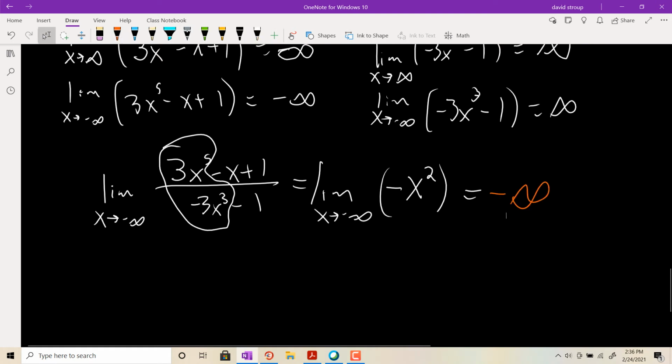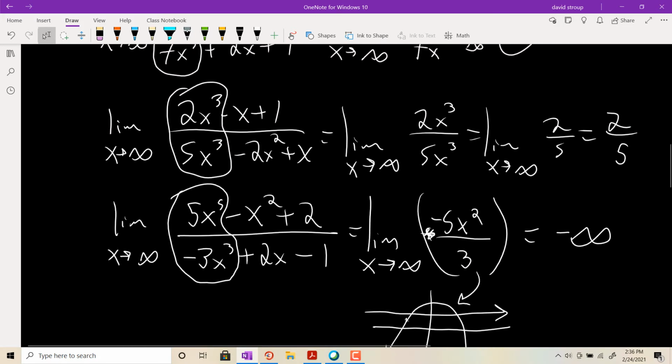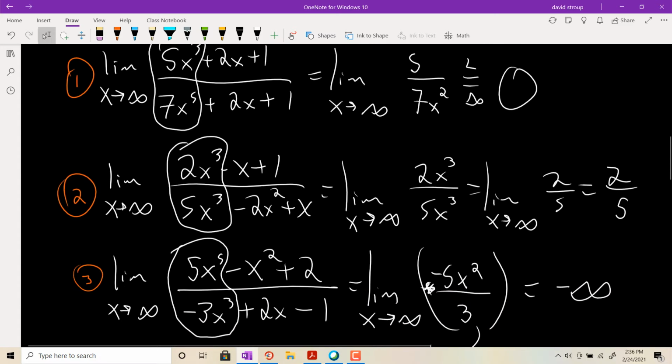Okay, so there's a crash course in evaluating rational functions. These rational functions that we looked at, these 3 different versions, we're going to look at again in this section.